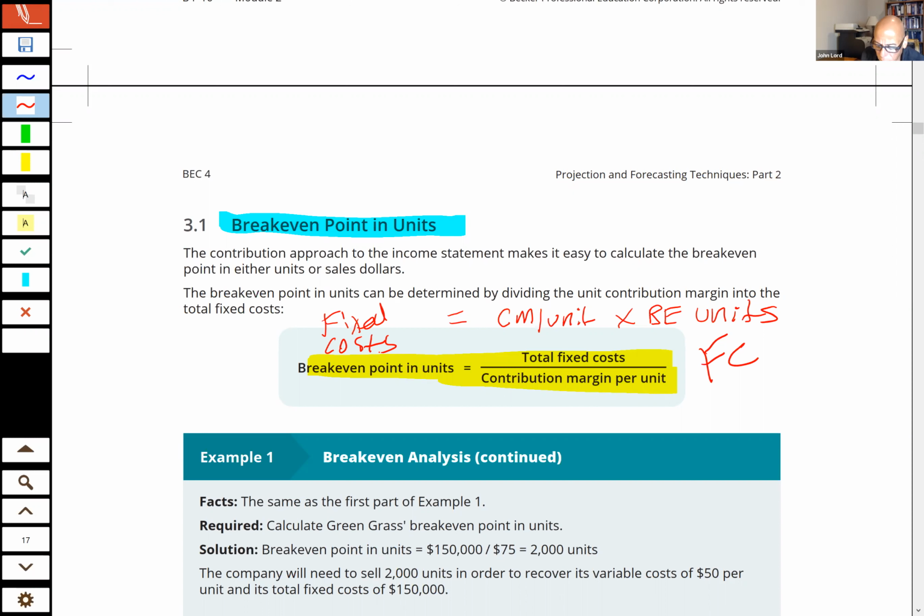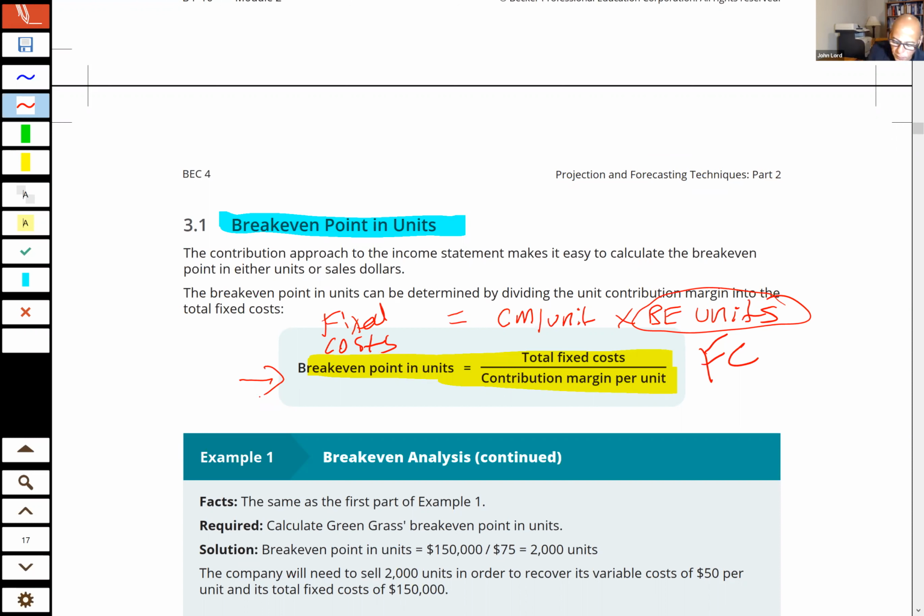I have a contribution margin per unit. My contribution margin first goes to cover my fixed costs. So if I want to break even, I have to generate enough sales in units to cover those fixed costs. And then I simply do the algebra, divide each side by the contribution margin per unit, and that gives me the formula that you can go ahead and flashcard.